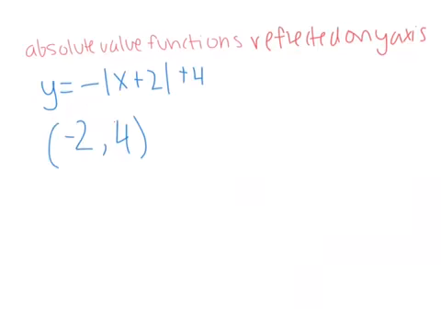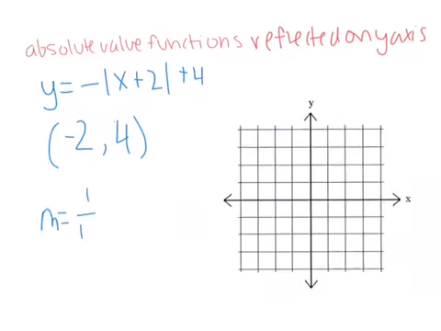You can also see that the slope will be 1/1. When you graph this, (-2, 4) and slope going down 1/1, you can see that it is reflected on the y-axis.